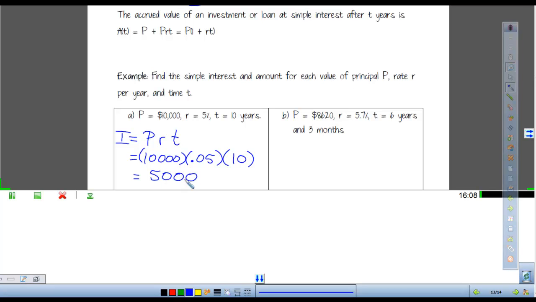Okay, and then the total value of the account is what we started with plus the interest that we earn. So we started with what? $10,000, and we earned interest of $5,000. So we get $15,000 is the accrued value of the account. Okay.